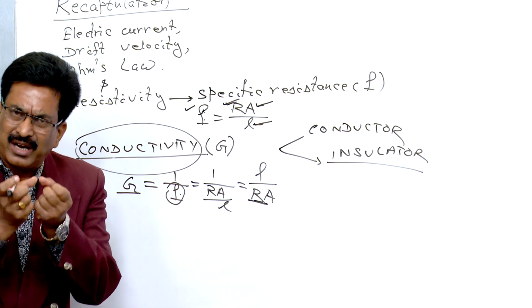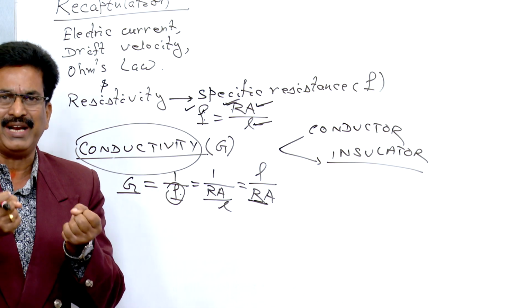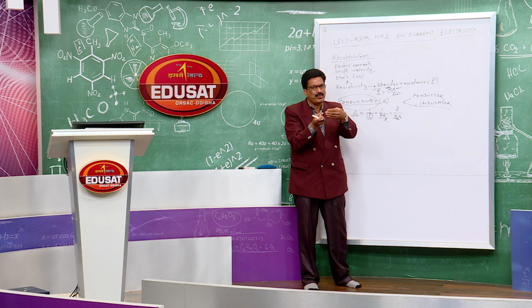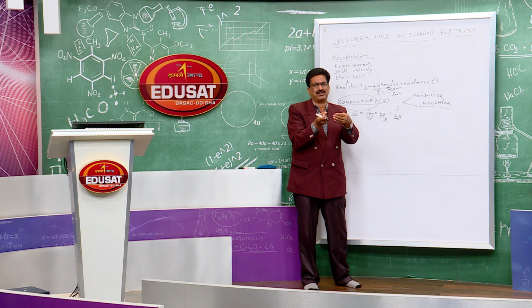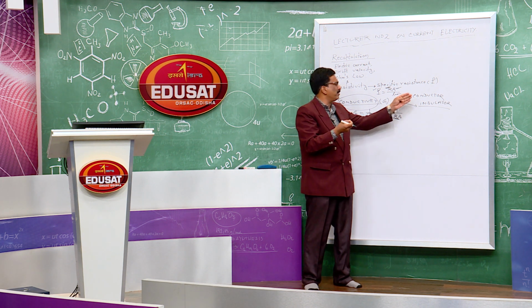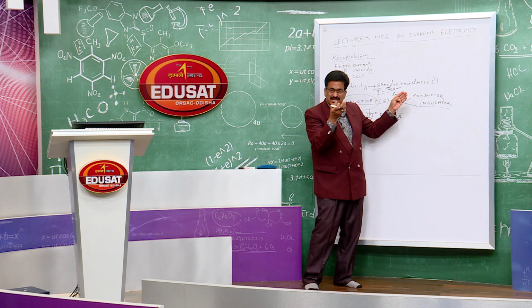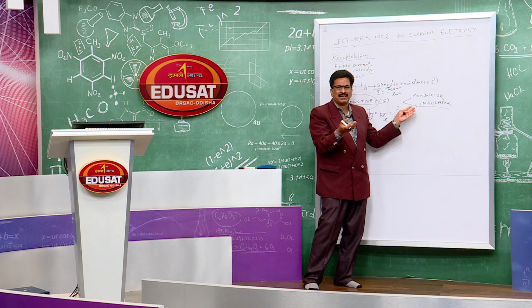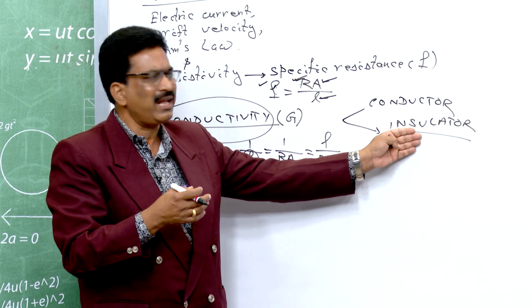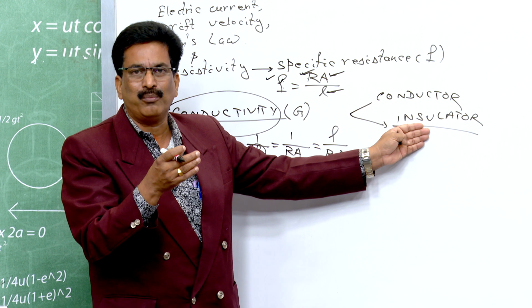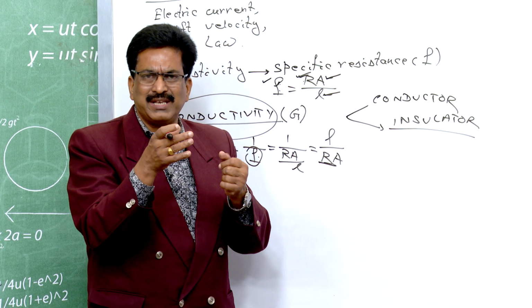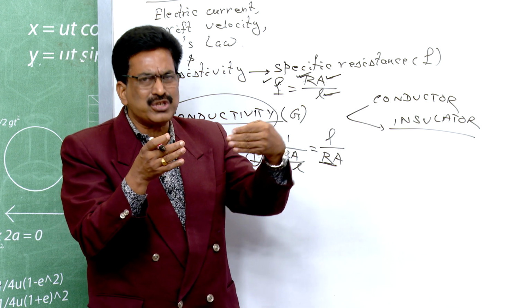Suppose a thing conducts very easily, what does it indicate? If it conducts very easily, it means the opposition which it provides must be less. If the opposition is less, opposition is nothing but the resistance. If the resistance of that material is less, then we will call it a good conductor. And if the resistivity is more, that is, if the resistance is more, it means its opposition is more.